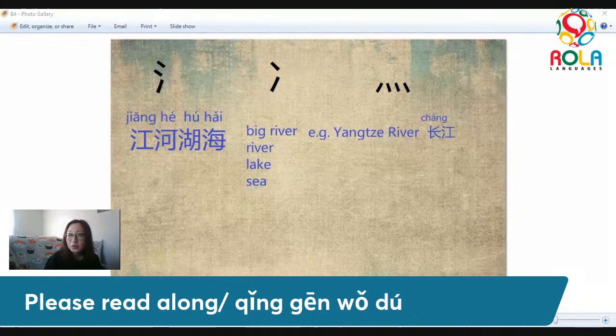Okay, and the river is he. If it's a regular, say, river in your town or in your city or in your state, as long as it's not ridiculously big or long, we can use the word he in regards when we're talking about river. And then hu means lake. Hu means lake. So I don't think we have a different words for that.